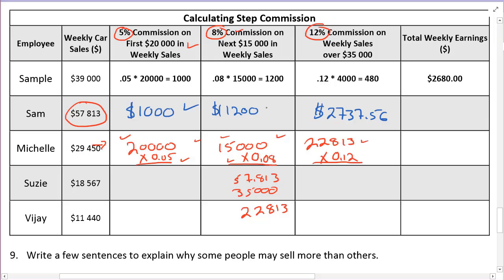So altogether, on the first $20,000, Sam made $1,000 in commission. And on the next $15,000 that he sold, he made $1,200 in commission. And on everything else he sold, he made $2,737.56. So altogether, if we add these all up, Sam made a total of $4,937.56. And that's how we take a look at step commission.